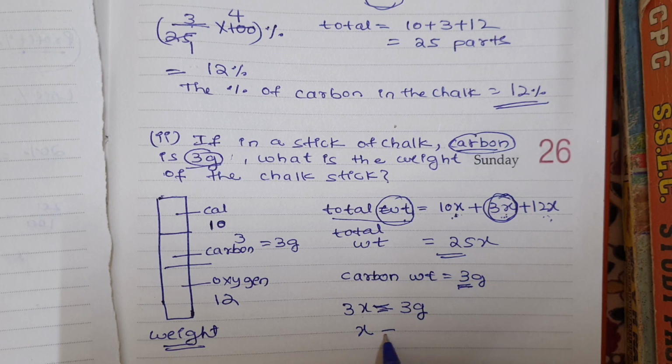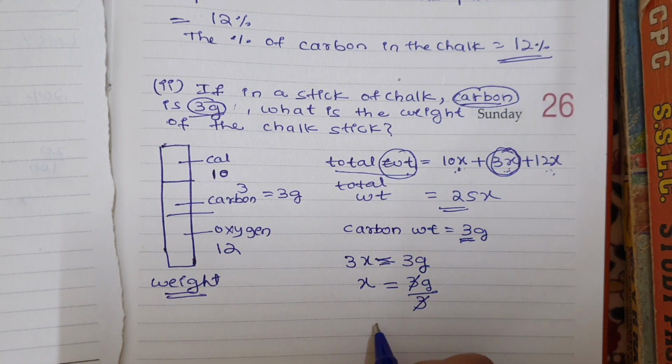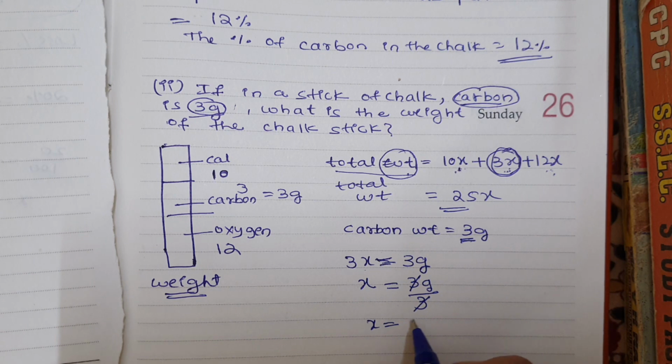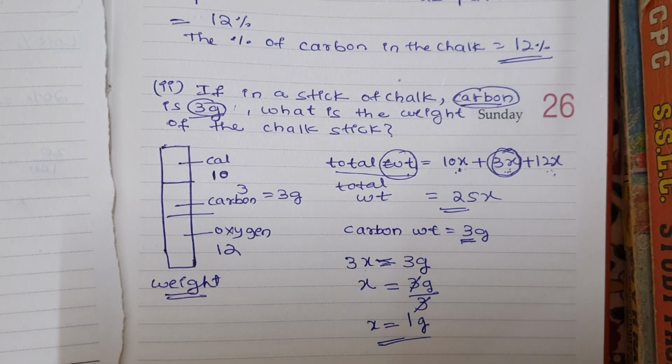Now how to find x? X is equals to 3 gram divided by 3. This 3 got cancelled. So x is equals to 1 gram.